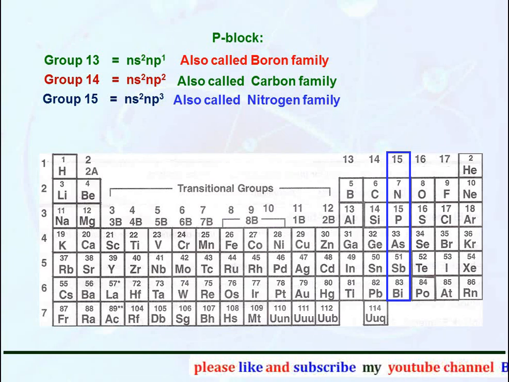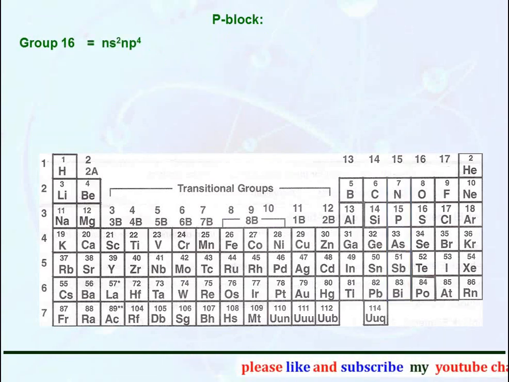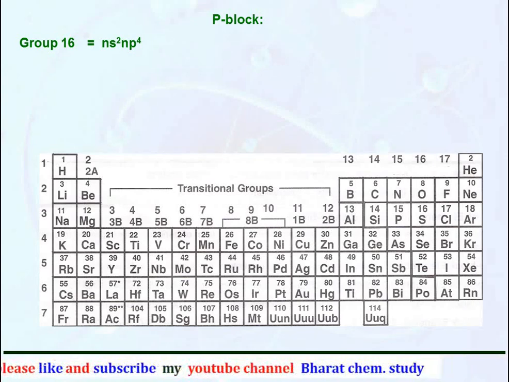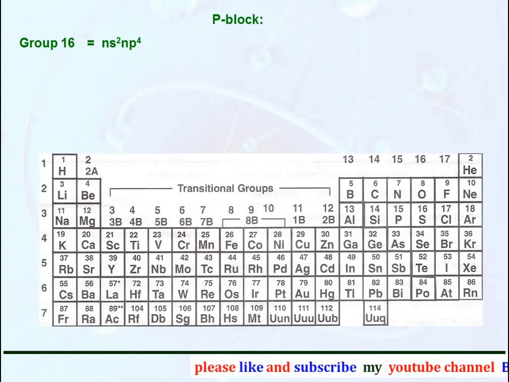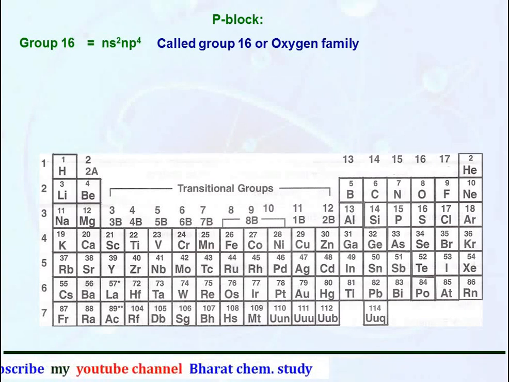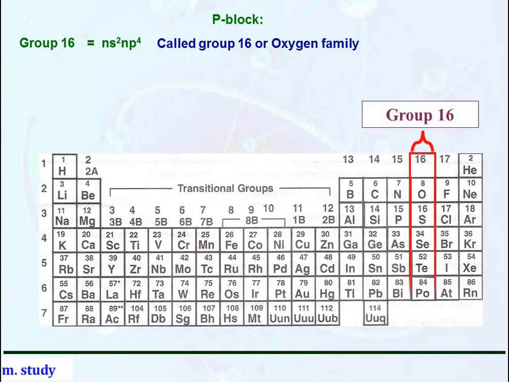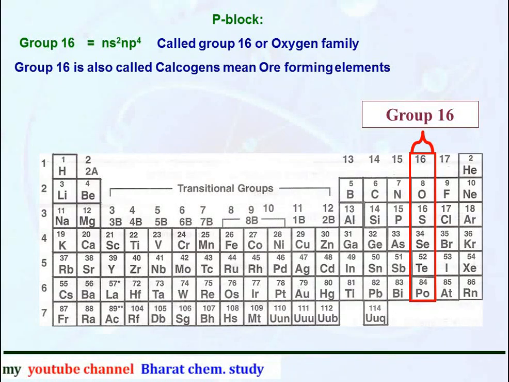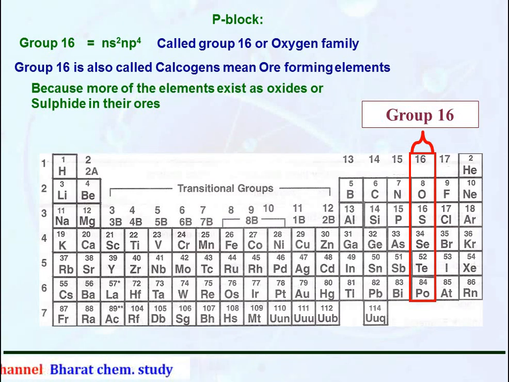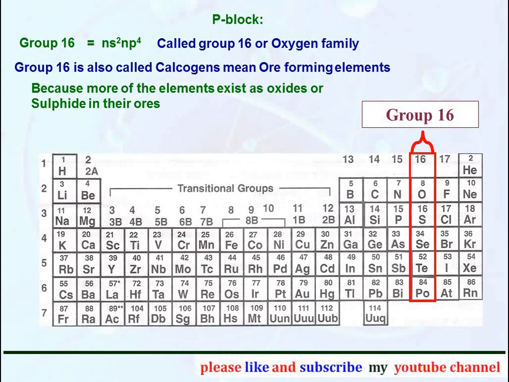Now group 16 has the general electronic configuration ns2 np4, that means all the members of group 16 have 4 electrons in their last p subshell. They are also called the oxygen family. Group 16 is also called chalcogens, meaning ore forming elements, because most of the elements exist as oxides or sulfides in their ores.